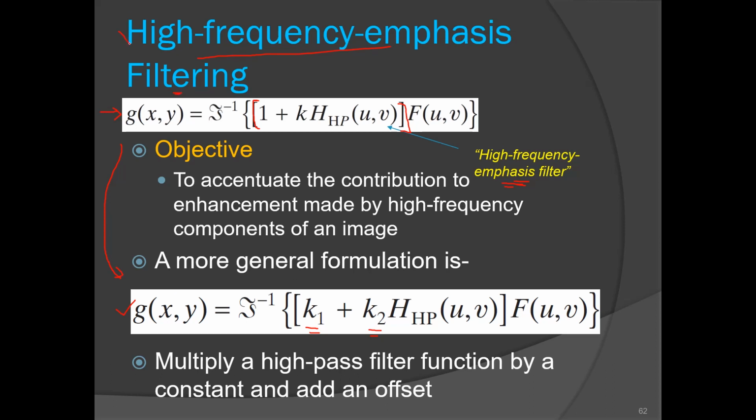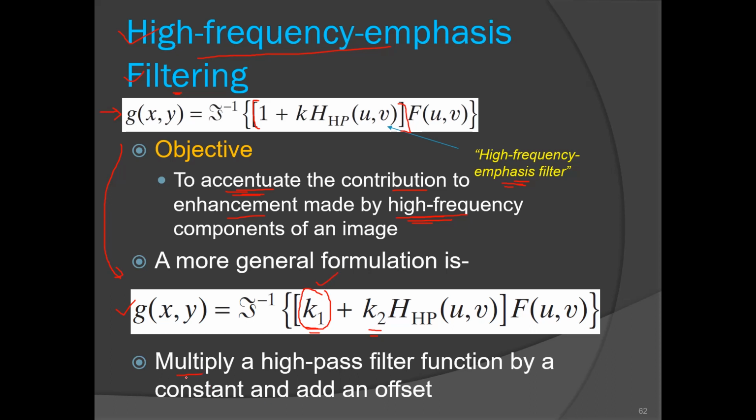So this high frequency emphasis filter is actually a variant of unsharp masking. Here we try to accentuate the contribution to the enhancement made by the high frequency components. So only the high frequency components are accentuated, so they will become more prominent.